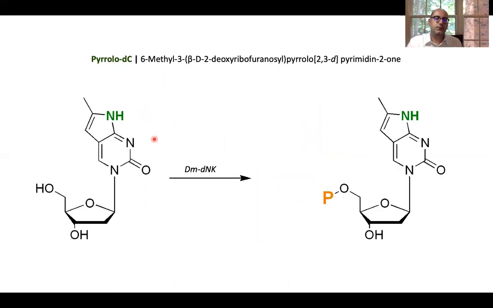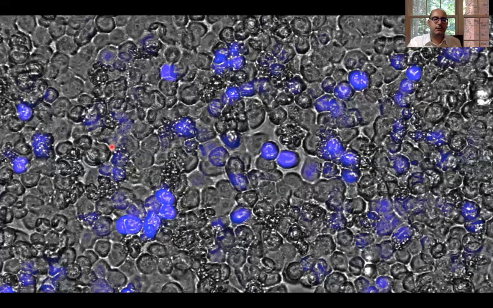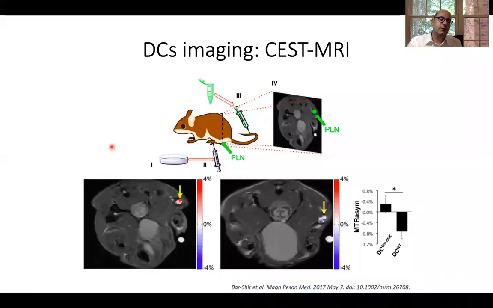This is the imaging probe. This is the exchangeable proton, in the phosphorylated and unphosphorylated form. What's special about it is those rings allow optical detection. As you can see here, we can detect the cells that take up the imaging probe. So we designed a sophisticated experiment where we labeled dendritic cells. We engineered them to express the Dm-dNK as a reporter gene.